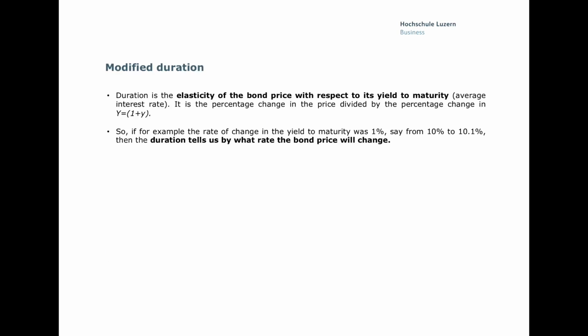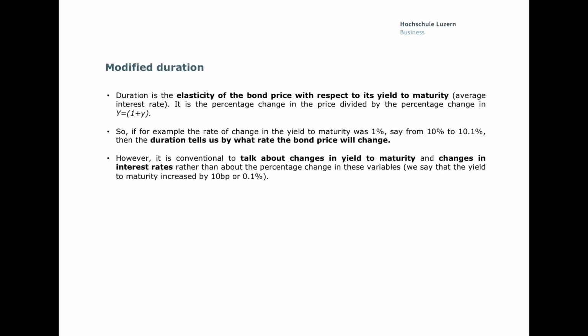So far, we had a thorough look at the concept of duration. We know that the duration is the elasticity of the bond price with respect to its yield to maturity. So, for example, if the yield to maturity increases by 1%, say from 10% to 10.1%, then duration tells us by what rate the bond price is supposed to change.